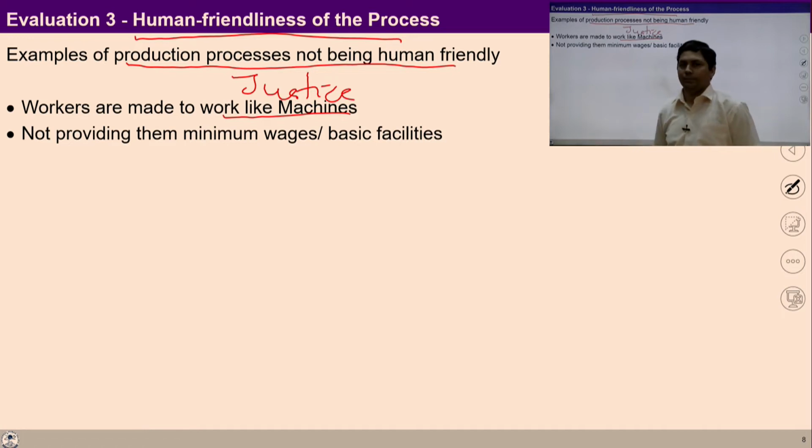You can do a small exercise by yourself: make a list of production processes, go and visit the production processes, and evaluate those production processes on these criteria.